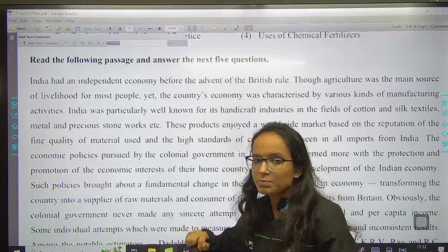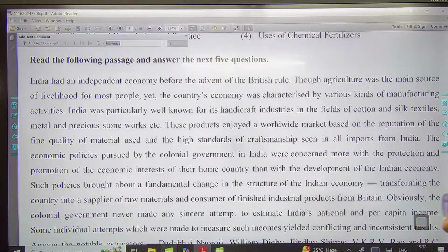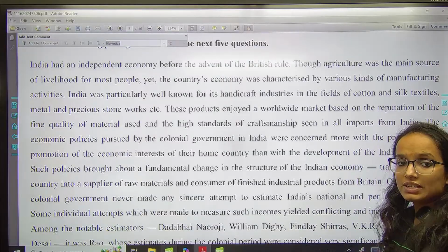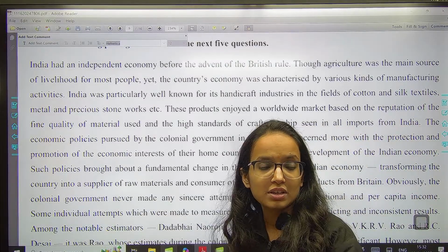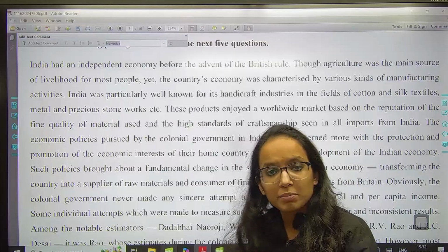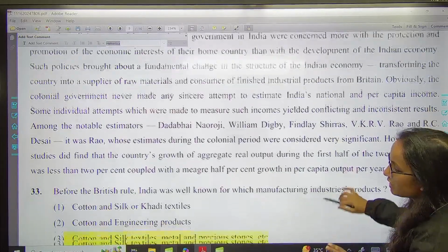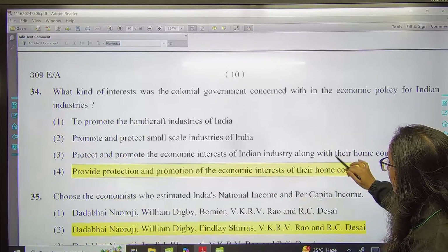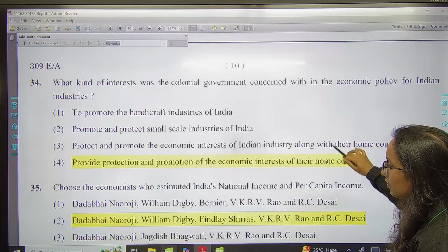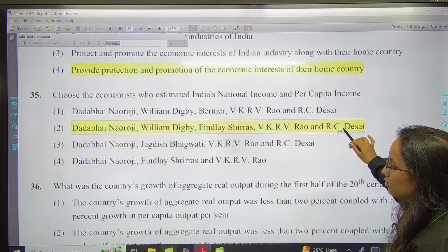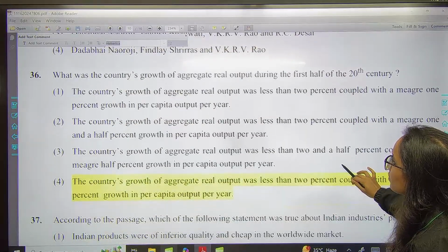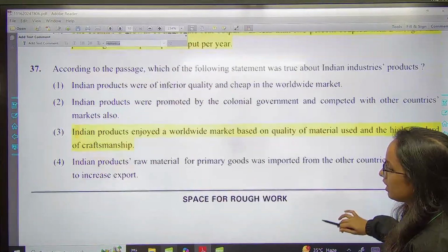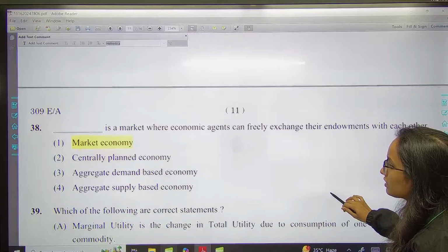Again you see the next paragraph and the next paragraph based question. So again this is a paragraph given regarding India's economic status before Britishers came and after Britishers came, and directly 5 questions have been asked from this. So they are direct passage based questions. According to the passage, you need to answer these questions.